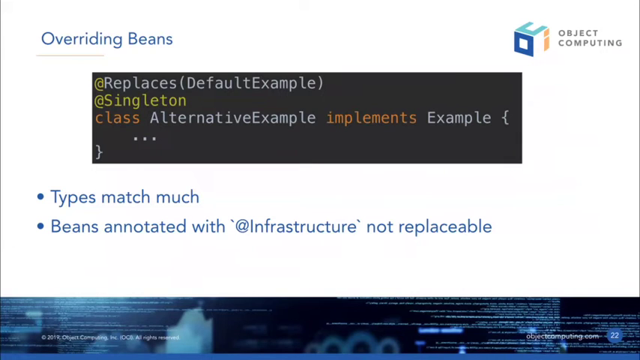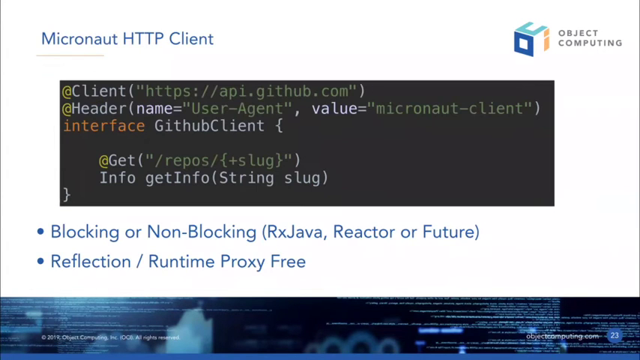Overriding beans, right? So in this case, we say @Replaces. Replaces is the annotation that says this bean is going to replace another bean, and you just specify the type of the bean that you want to replace. And so the types must match. And if you want to have some beans in your application that cannot be replaced, right? Let's say you're creating a configuration, and this is something that should just always be the case. You can annotate it with @Infrastructure, and then that bean will no longer be replaceable.